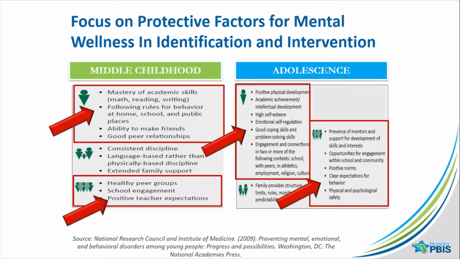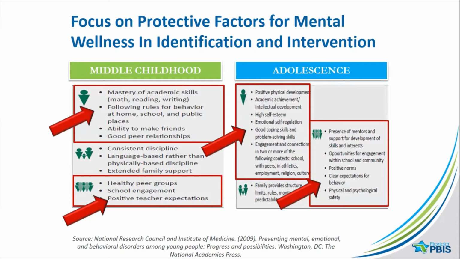So for example, in middle childhood, we know following rules is a big protective factor. We usually catch that one no problem with things like our discipline or minor forms or teacher requests for assistance. But that ability to make friends or good peer relationships sometimes is not caught by those methods. So we want to catch some of those skills that are maybe promoting kids to not make good friendships or have good peer relationships. We do that through looking at things for internalizing concerns.